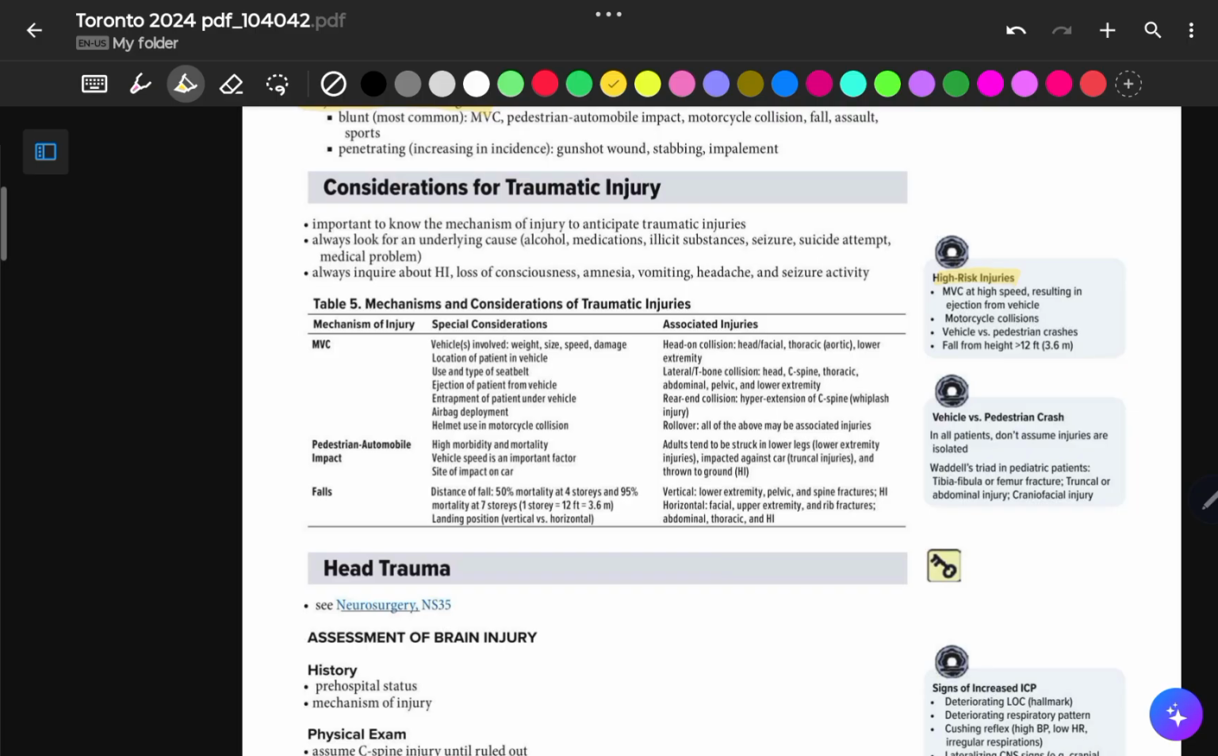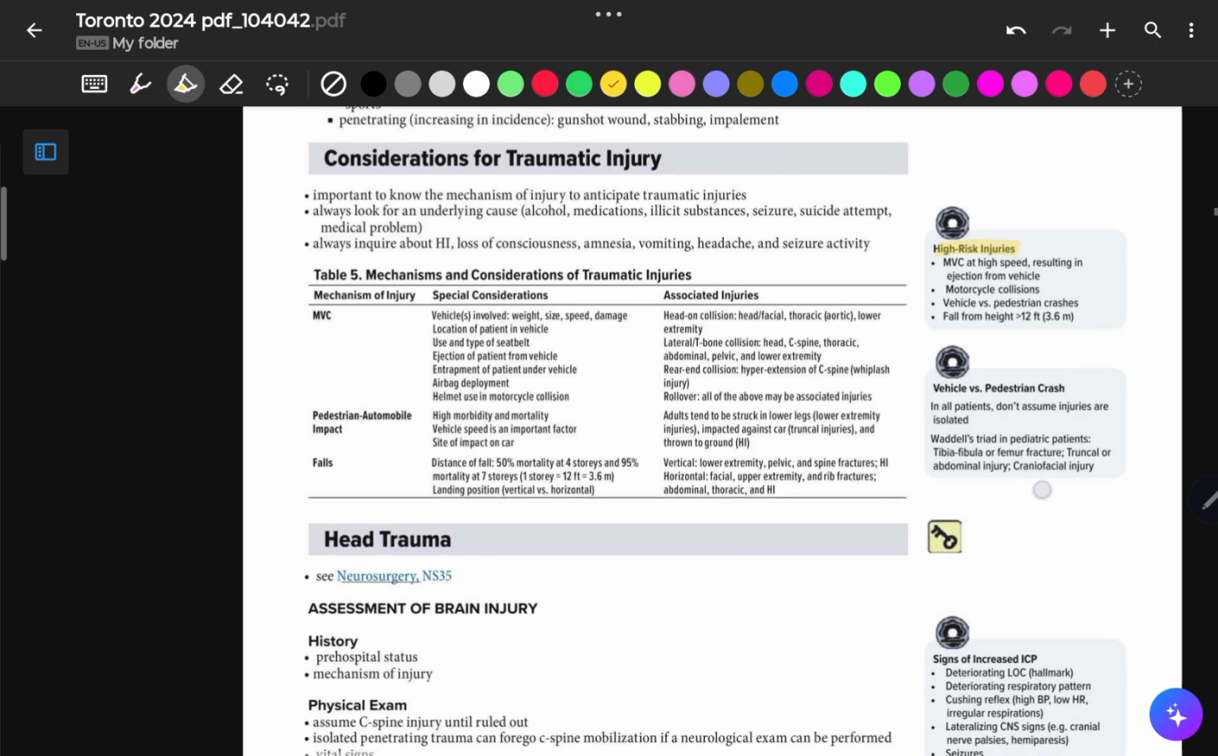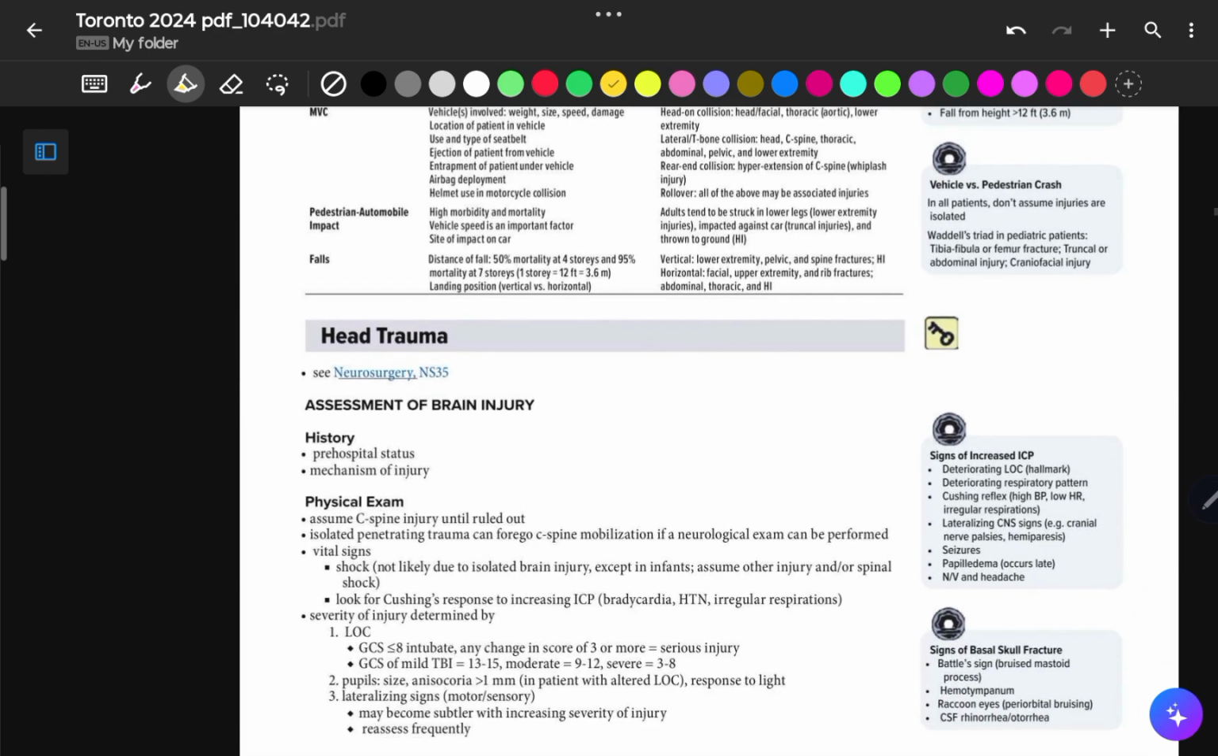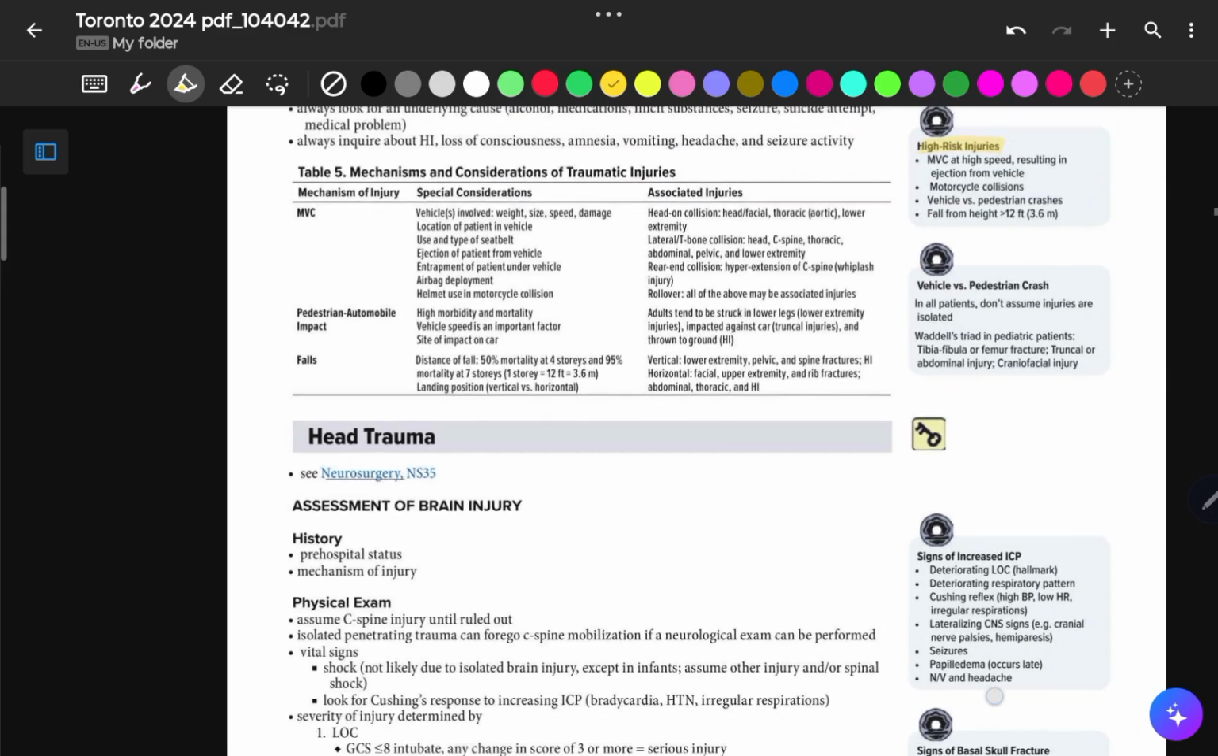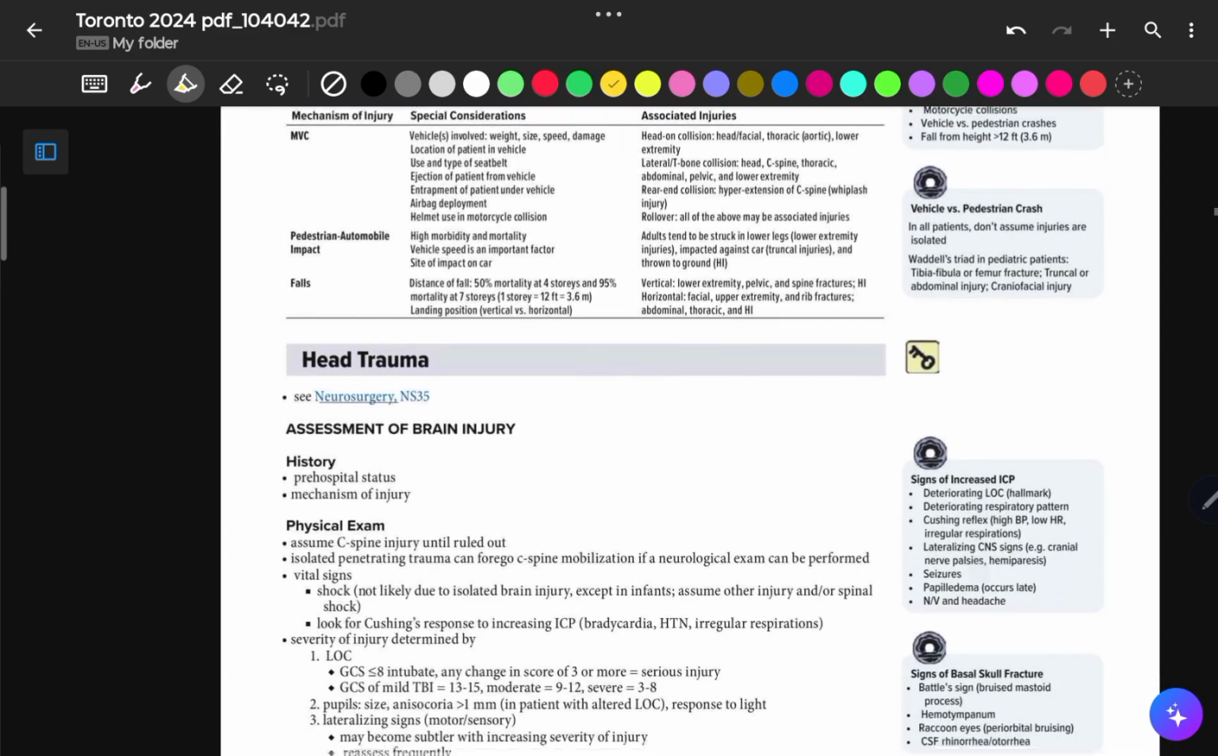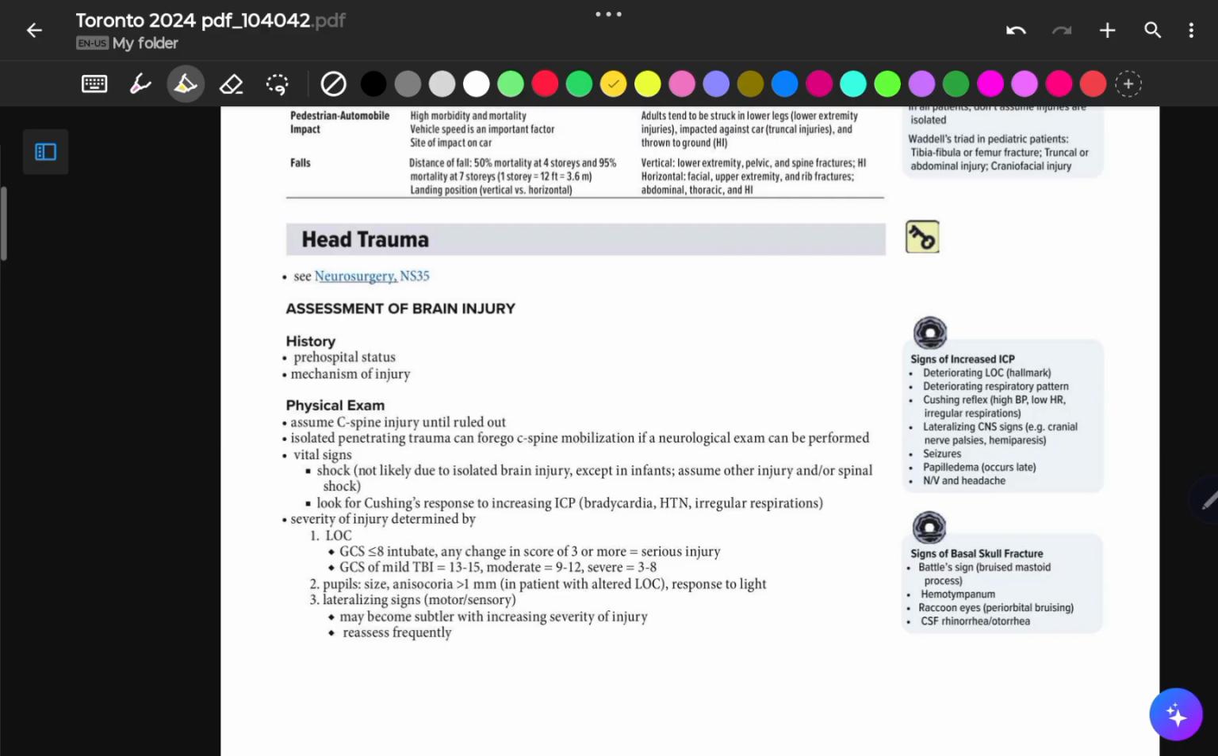So for mechanism and consideration of trauma injury, you're looking at your motor vehicle collision and your falls, and then depending on that, the associated injury that these patients can have. Obviously, if it's a fall, you need to bear in mind that you can have a spinal injury involved. It can also cause thoracic injury, abdominal injury, and extremity injuries.